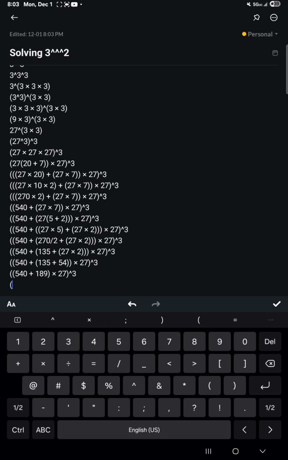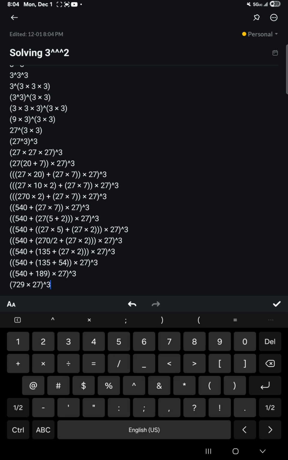Now what about 540 plus 189? Well, let's try to solve this in place values. 0 plus 9 is 9. 4 plus 8, that's 12. And 5 plus 1 plus the carried 1 is 7. So we get 729 times 27.